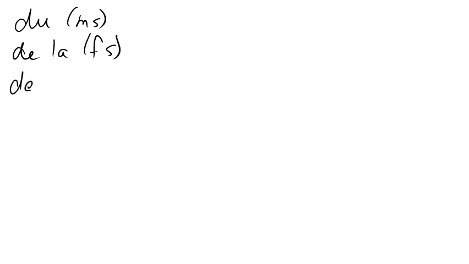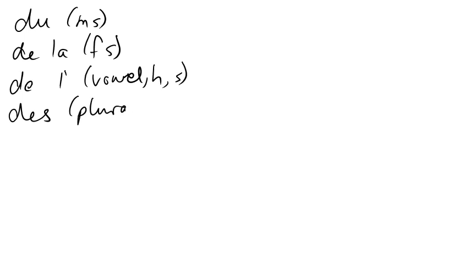All right, so first off, here's what les articles partitifs look like. So they're things that we've already learned before. We've got du for something that's masculine, singular. We have de la for feminine, singular. We have de l' for something that has a vowel or an H that's not said, that's singular. And then we have de for plural. All the time, all of them.